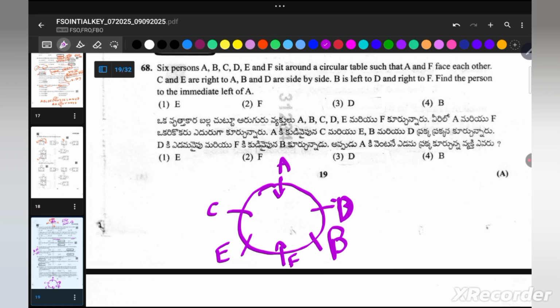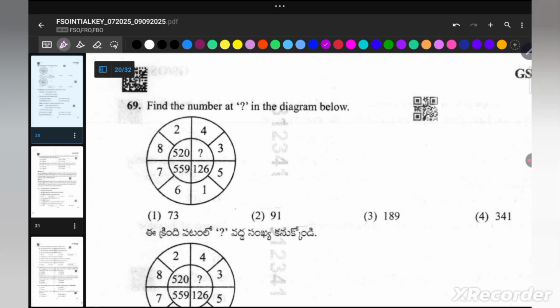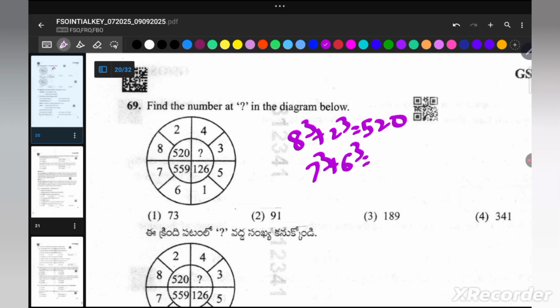Left of A is who? D only. Option D. Next, this one is also a very interesting question. Please look at that once. It's a cubes question actually. So 8 cube plus 2 cube will be equal to 520, and 7 cube plus 6 cube will be equal to 559. In the same manner, 4 cube plus 3 cube will be equal to 91.